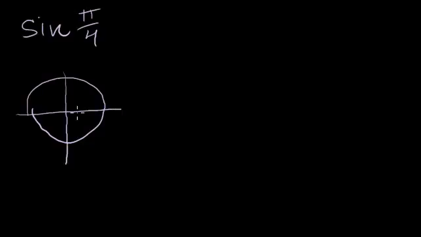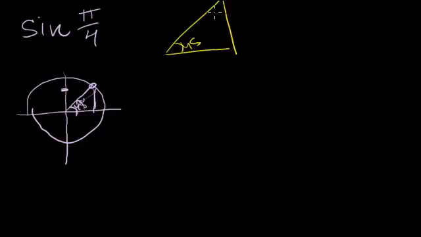You would go to pi over 4 radians, which is the same thing as 45 degrees. You would draw that unit radius out, and the sine is defined as the y-coordinate on the unit circle. So you would just want to know this value right here. And you would immediately see, okay, this is 45 degrees. Let me draw the triangle a little bit larger. The triangle looks like this. This is 45, that's 45 degrees. This is 90.